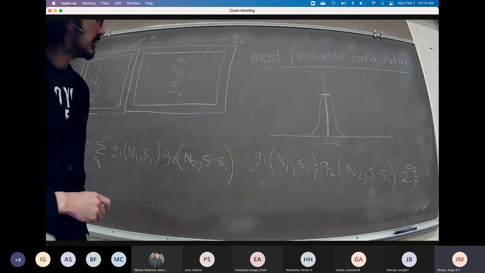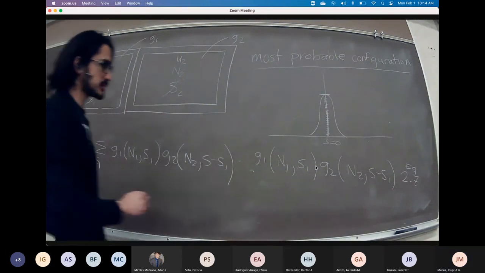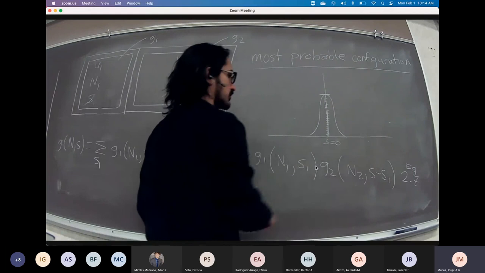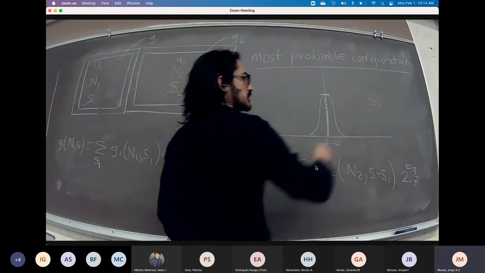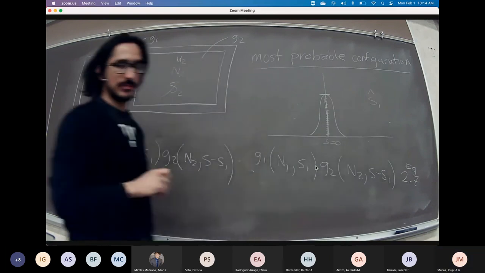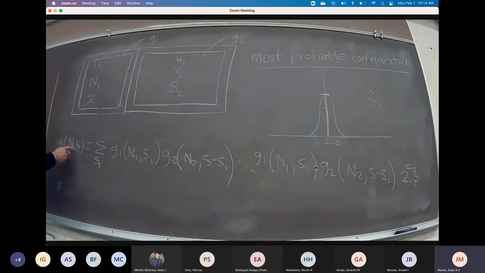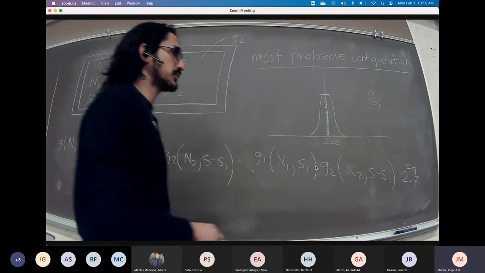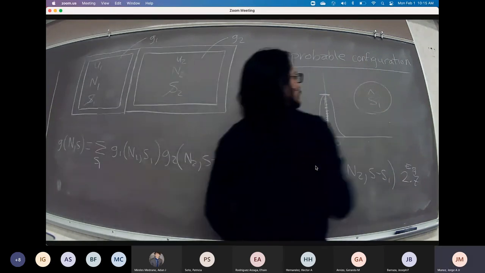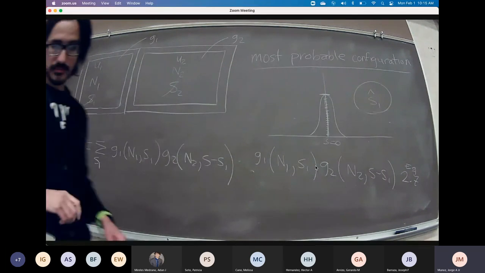So before proving this, there's going to be a value S1 hat for which the distribution is maximum, and that is the most probable configuration. So that is the spin of the most probable configuration.